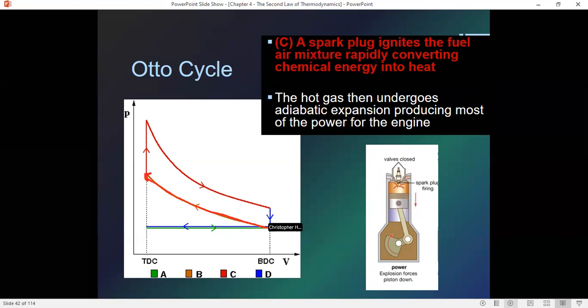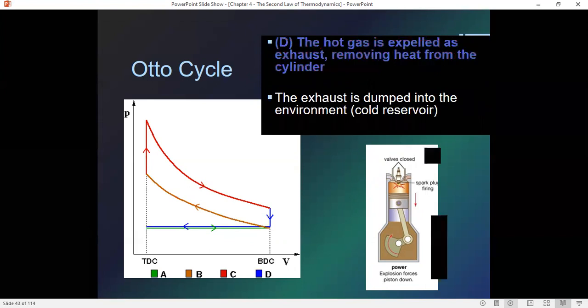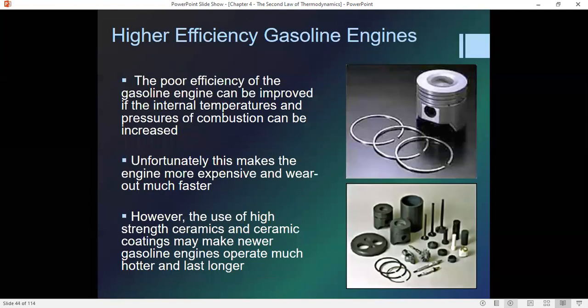Right here, it's going to be compressed. Ignition goes from here to here. It does the power stroke from here to here. Then from here, back and forth, it's getting rid of the exhaust. So the hot gas is expelled, it's exhaust removing the heat from the cylinder, and then the whole process begins again.